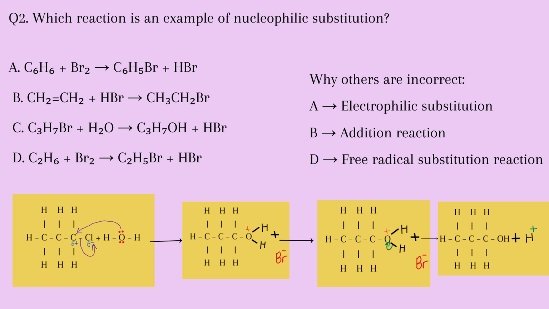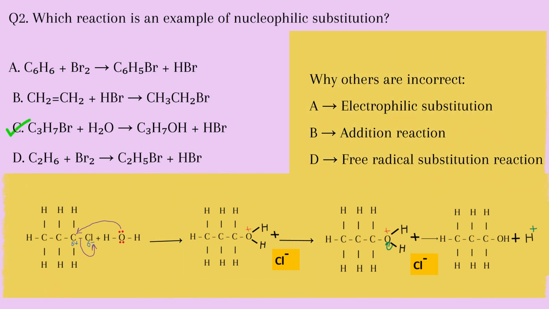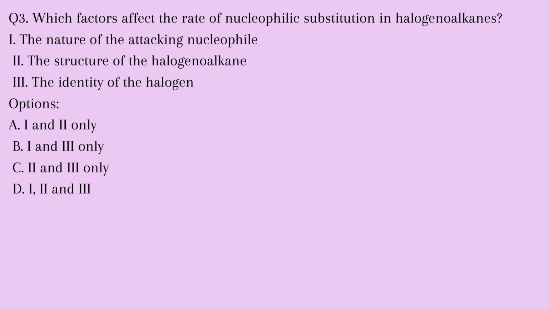So we are left with option C. Here we can see that we have bromine which is acting as a leaving group, and we have water which is acting as a nucleophile. And you can see here how the reaction happens between both. So we can conclude that option C is a nucleophilic substitution reaction. So this is the correct answer for this question. Now let us solve question 3.